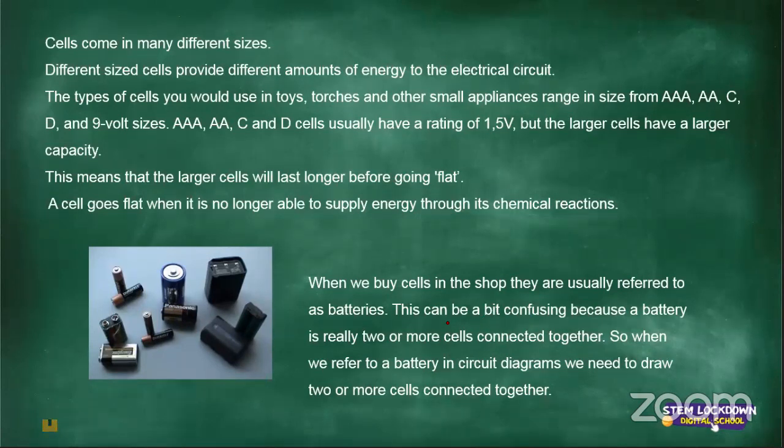This can be a bit confusing because a battery is really two or more cells connected together. So when we refer to a battery in a circuit, you draw two or more cells connected together. The concept of cells and batteries is actually a bit confusing.